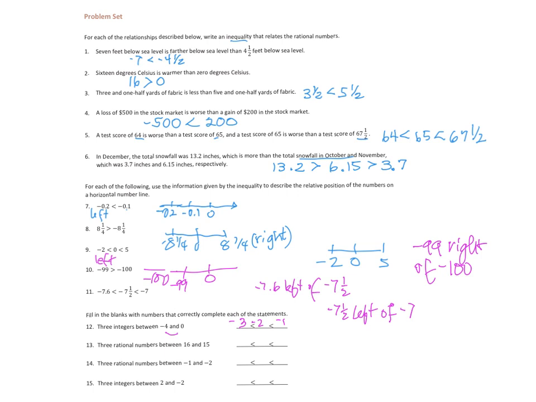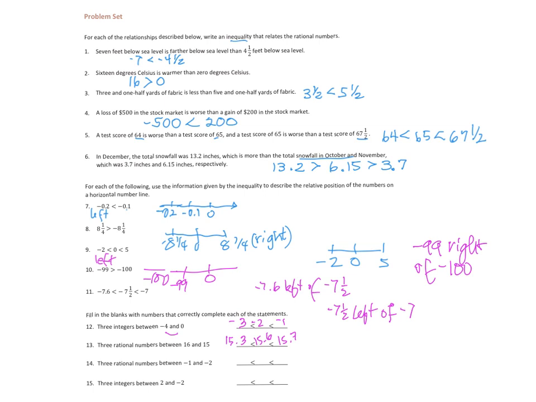Then 3 rational numbers, so this means they could be decimals, between 15 and 16. So I could have 15 and 3/10. I could have 15 and 6/10, or anything in between, and 15 and 7/10. You could choose whichever. They just have to be decimals between 15 and 16.